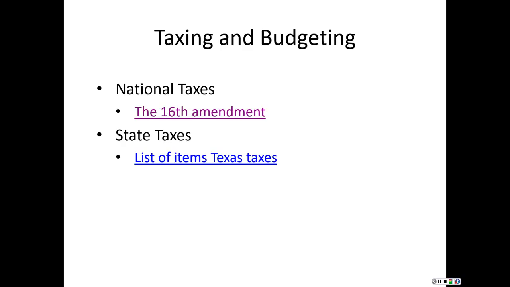State taxes. Texas used to rely on property tax for its main source of income. However, relying on property tax can have issues. What happens when property values decline? If your property value declines, your tax base declines. You're not going to get as much money in as you had anticipated.